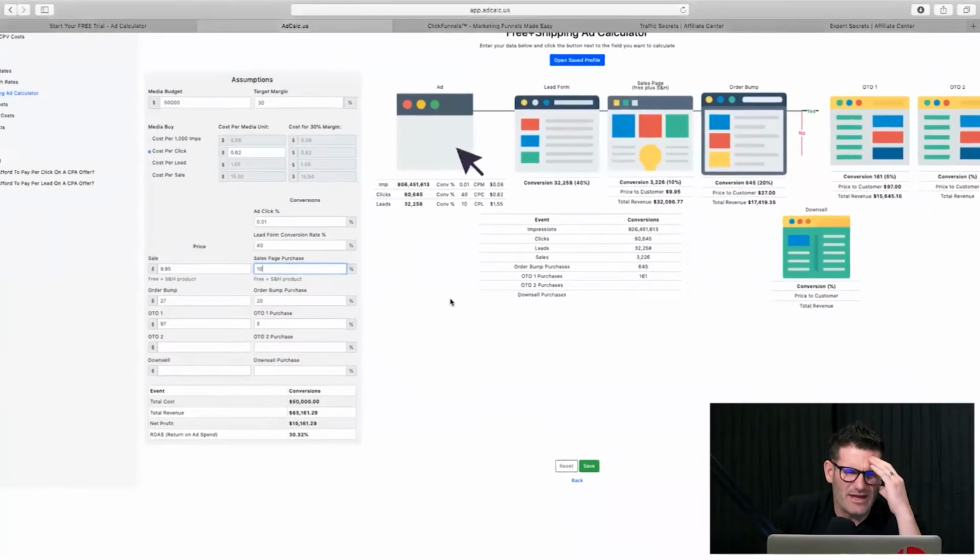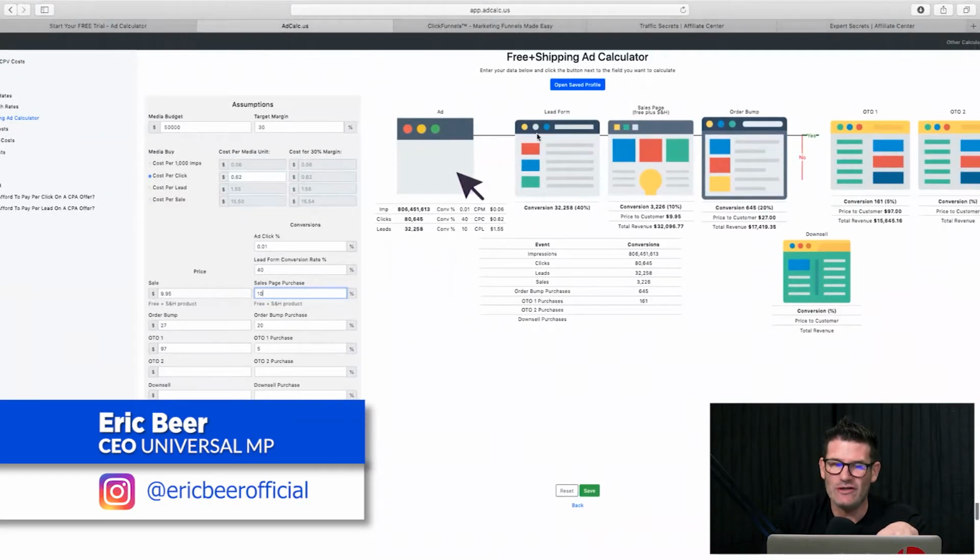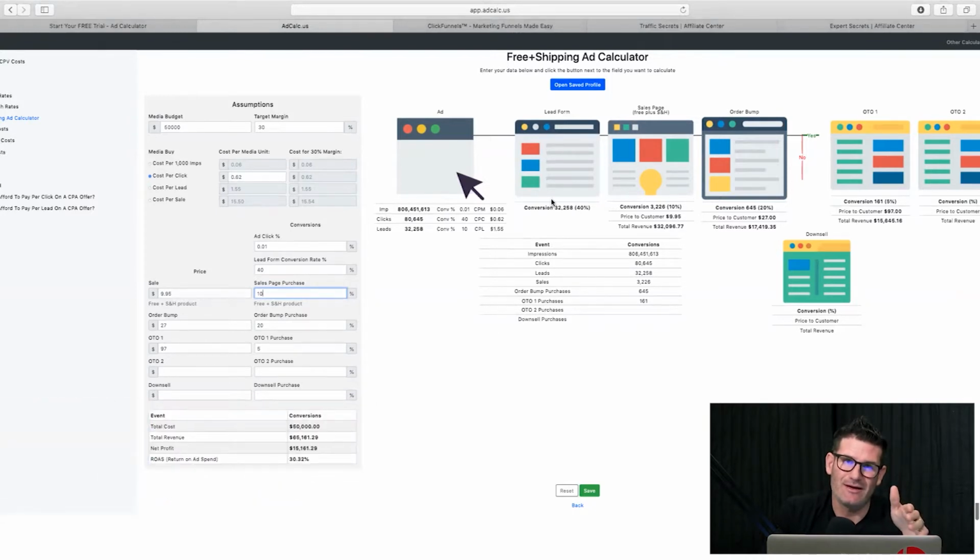Now, let's say hypothetically that you wanted to go out to the market and pay somebody to drive traffic to your lead form. Well, what can you afford to pay them on a cost per lead, if all of these numbers stay constant and you want to work at 30% margins? Most people come to me and they have no idea.